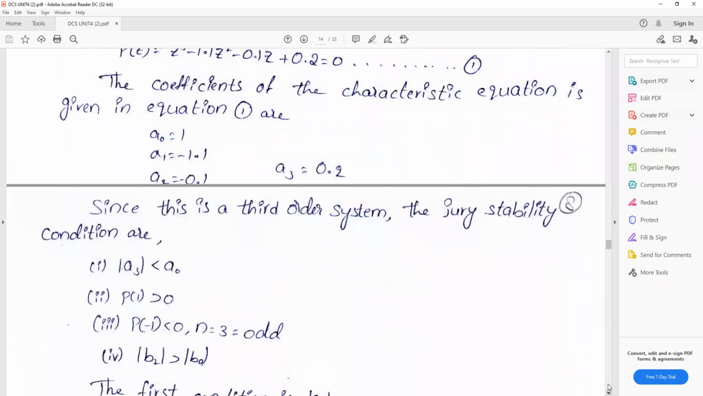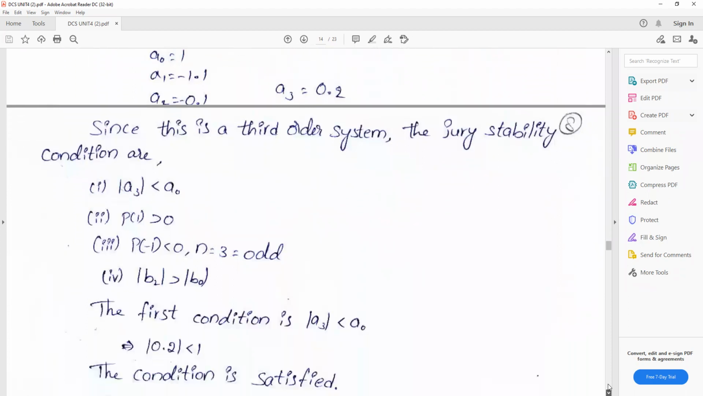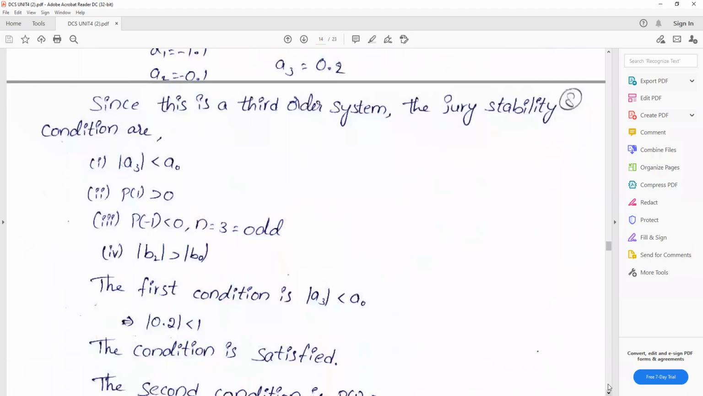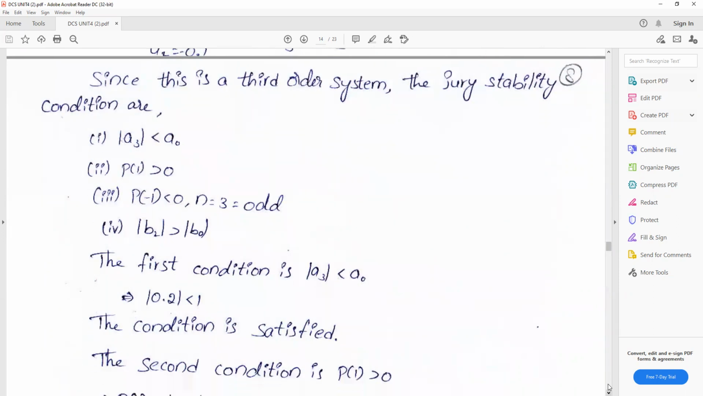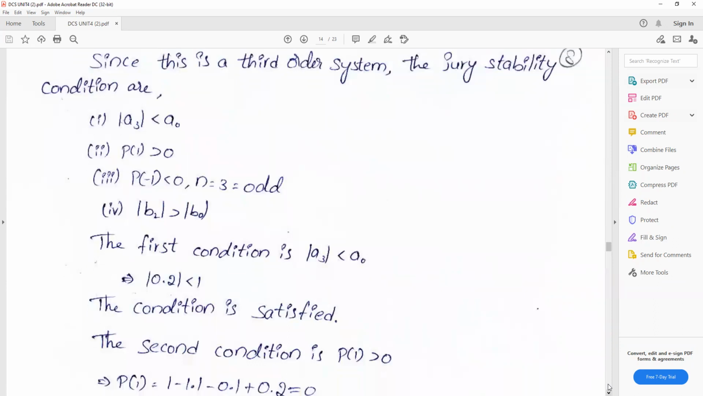So the same four conditions: A3 is less than A naught, P of 1 is greater than 0, P of minus 1 is less than 0, B2 is greater than B naught. First, check the first condition, A3 is less than A naught. What is A3? 0.2. What is A naught? It's 1. 0.2 is less than 1, so the first condition is satisfied.